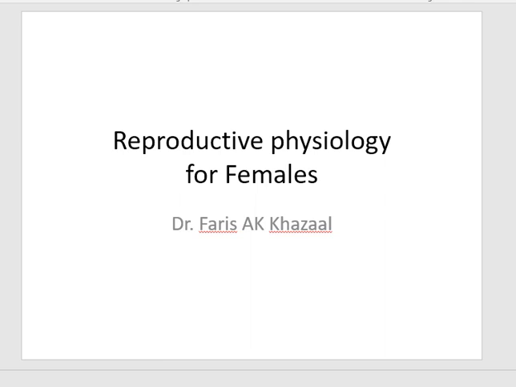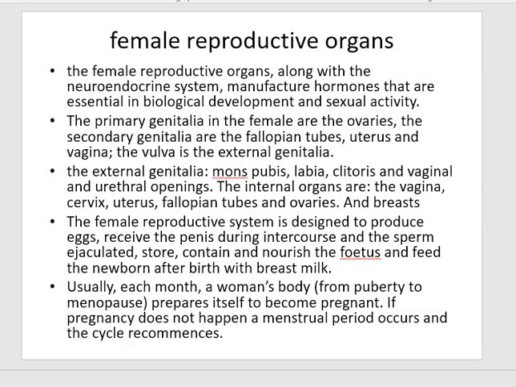Male reproductive system has been explained. Now the female reproductive system physiology. The female reproductive organs, along with the neuroendocrine system in the pituitary and hypothalamus, manufacture hormones that are essential in biological development and sexual activity. Both help in the sexual function and the reproductive function.